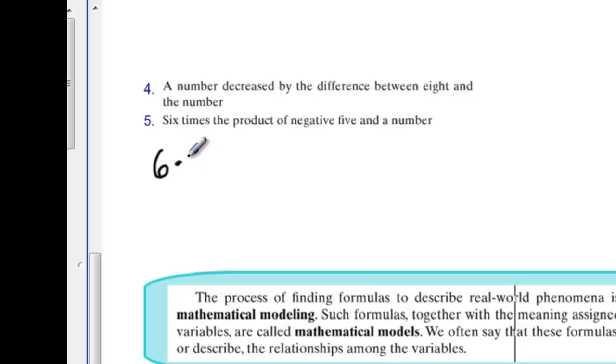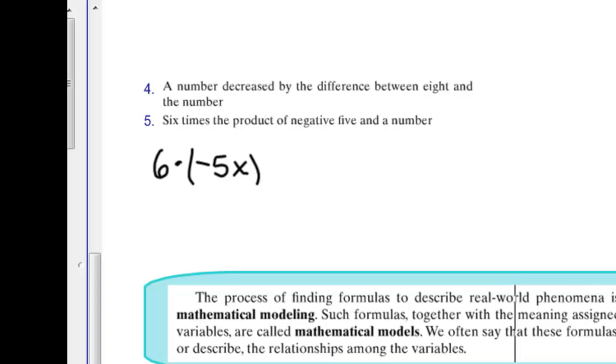So it's wanting us to do 6 times -5x. The reason I'm putting parentheses around there is if it had said 6 times the sum of, you're going to have to do parentheses around that because it wants you to do 6 times the entire sum.